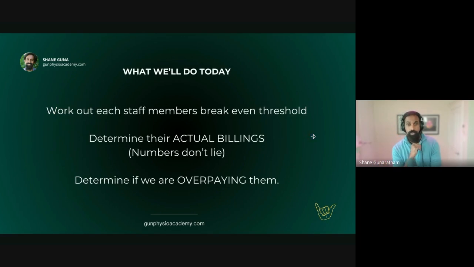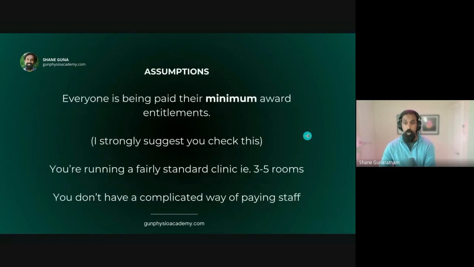Cool. And what we'll do today, we're going to work out each staff member's break even threshold. So this isn't the rate at which they're bringing in enough money to pay for themselves. This is the rate where we're actually going to be sitting at a gross profit margin that looks more like that 50%. So basically the green zone, as I was talking about. We're going to determine their actual billings. We're actually going to look into this. Sorry, this is going to be painful. And from this, we're going to be able to determine if we're overpaying our therapists or if there's something wrong in that business.